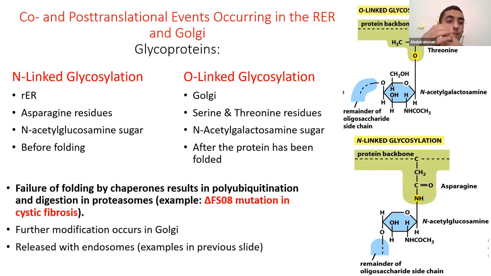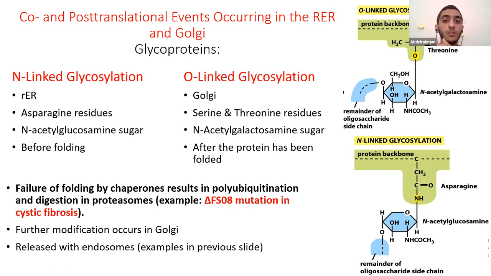Okay, so again, the N-linked glycosylation is going to have an N-acetylglucosamine residue, or sugar, added on asparagine residues in the rough endoplasmic reticulum. Therefore, it's taking place before there's going to be folding. Once the sugar is added, we're going to fold it over by chaperones. If it fails to fold by chaperones, the protein is non-functional. The protein must be folded in order to carry out its functions. And if we can't fold it, then the protein is useless.